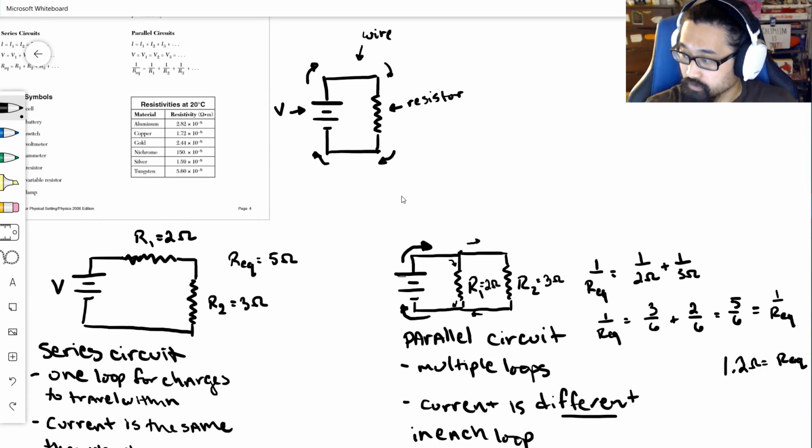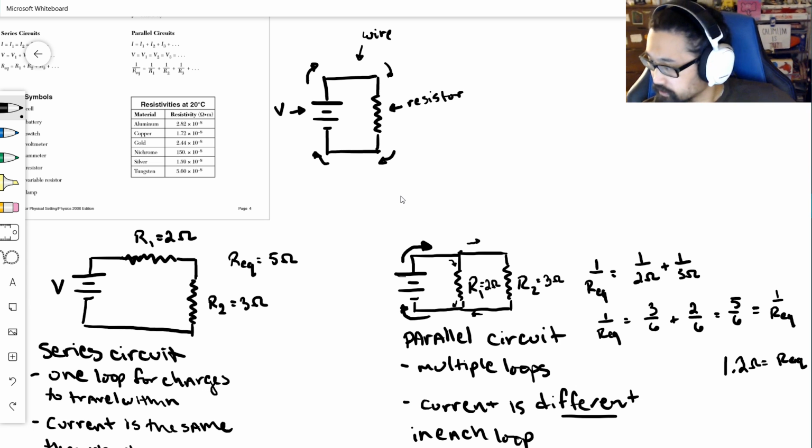Alright, physics, here we go again. We left off talking about... Oh, this looks like just a basic circuit symbol. Sorry, I'm trying to make sure that I keep your class and the AP class separate. So, we left off talking about basic circuit symbols.